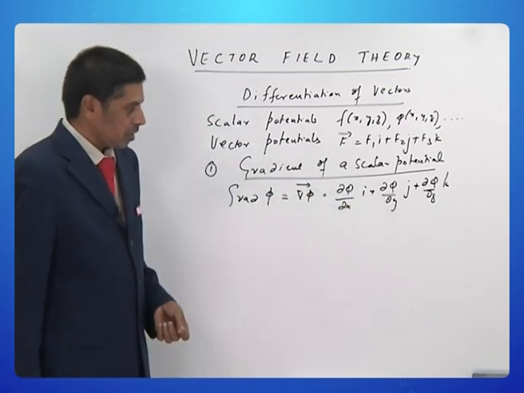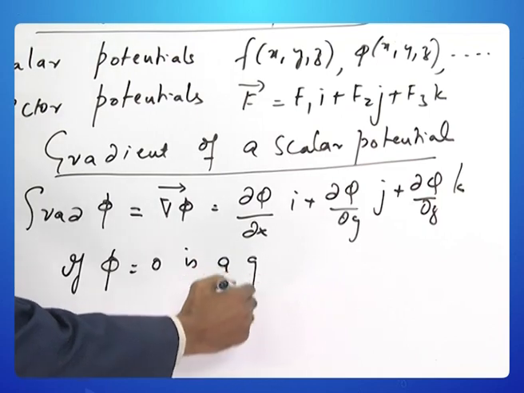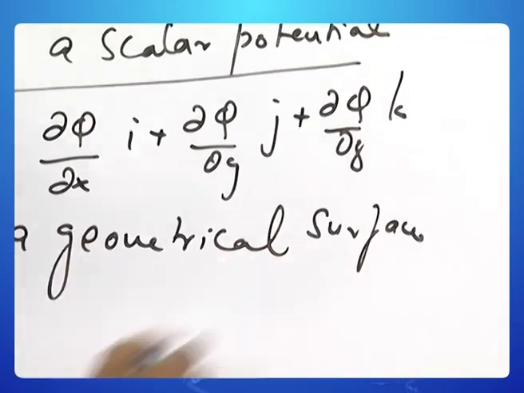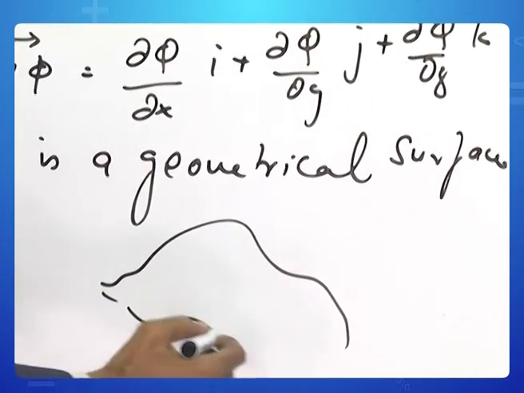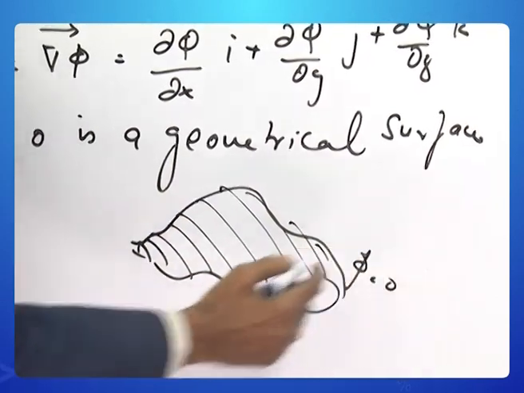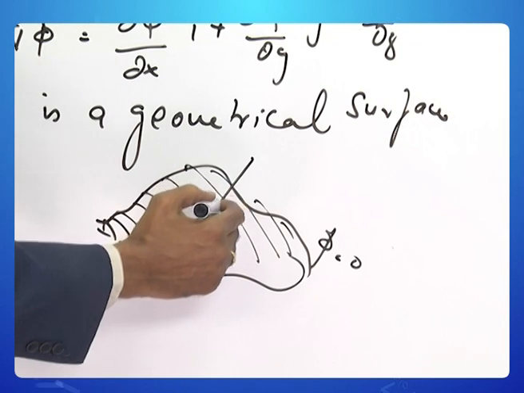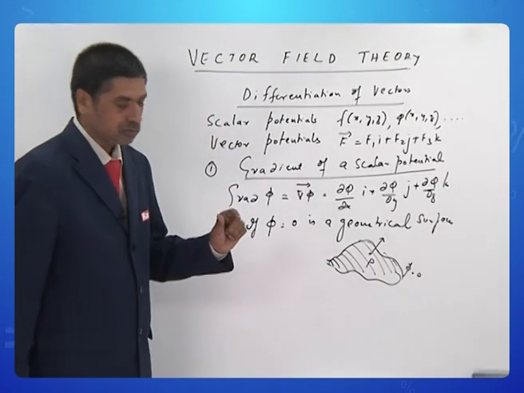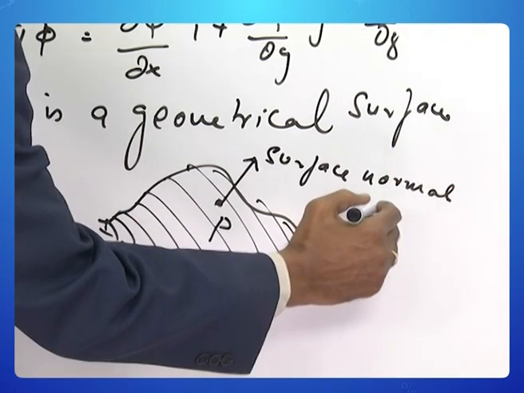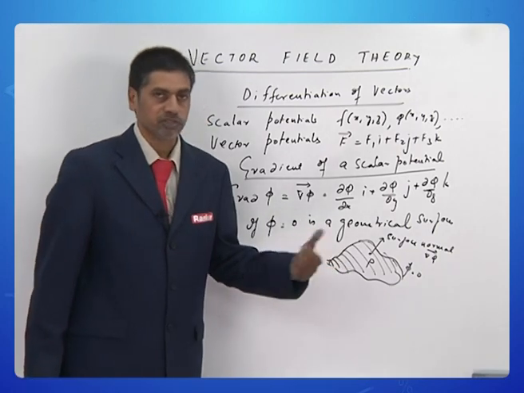So, what does this mean? So, the interpretation is, if phi is equal to 0 is a geometrical surface, let us say we have a geometrical surface and P is any point on the surface, then the surface normal, this is the surface normal, which is nothing but the gradient vector. So, gradient vector represents the surface normal to a given surface.